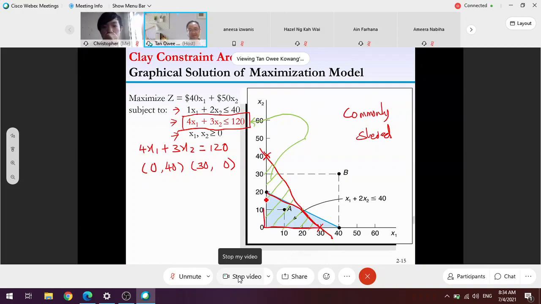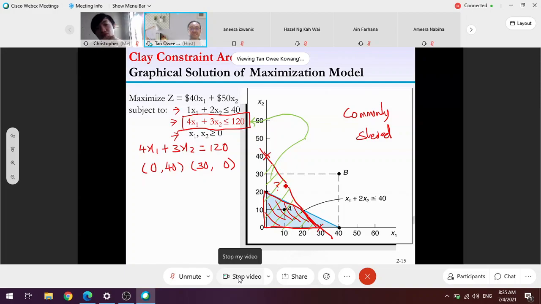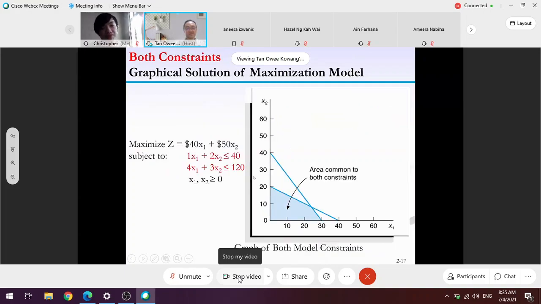Am I right? Why I am excluding here is because this is only a feasible area for constraint 1, not 2. And this is for 2, not for 1. All right, so again, I jumped the queue. I should go one by one. We've done the second, and then here, this is the common area for both constraints.